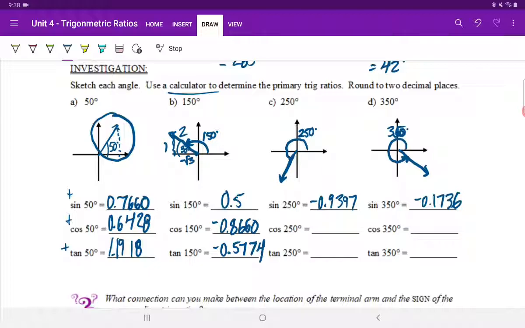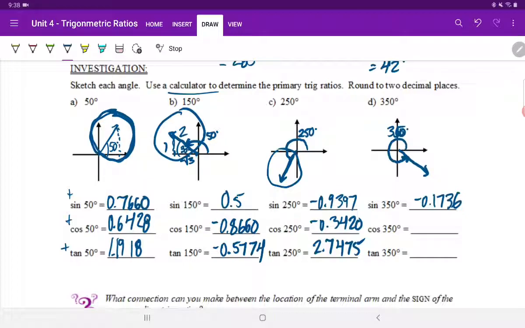Let's look in the third quadrant. Sine of 250 ends up being negative. Cos of 250 also ends up being a negative ratio. However, the tan of 250 ends up being a positive ratio. So let's make note of that. In this quadrant, everything was negative except for the tan ratio. And in this quadrant, everything was negative except for the sine ratio. And then, of course, in this quadrant, all three were positive.